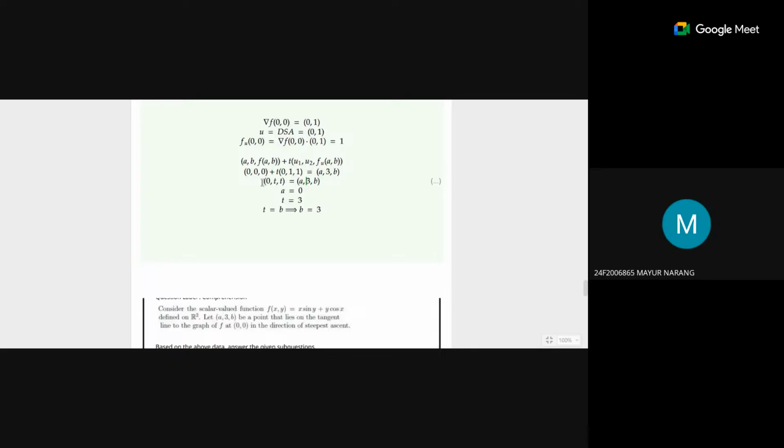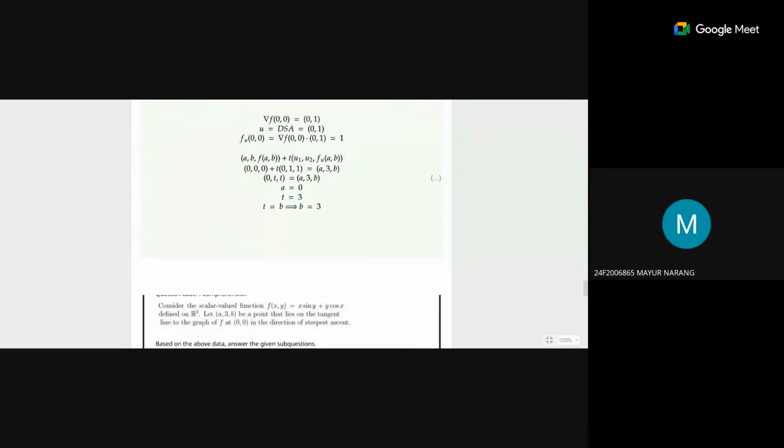Like (a, 3, b) is computed as the tangent line. No, this is the equation of the tangent line. Got it? This part. Yes, this is understood. And this value is equal to this one. If we get that, then the value should be 0. Yes, here we get it. Then why have we compared (a, 3, b)?